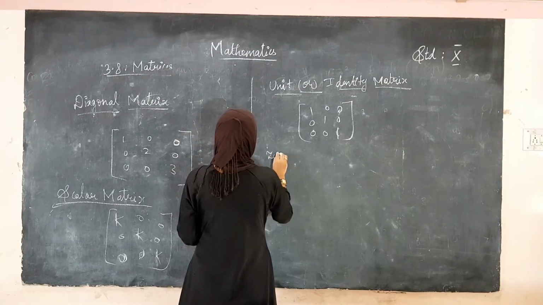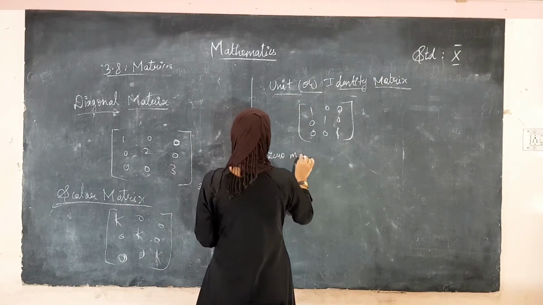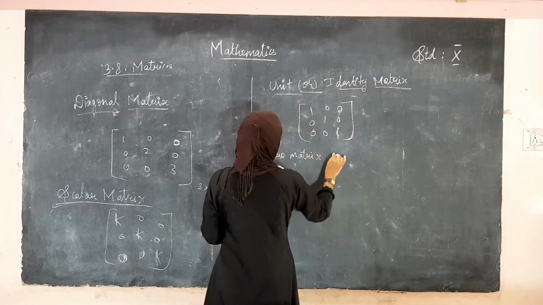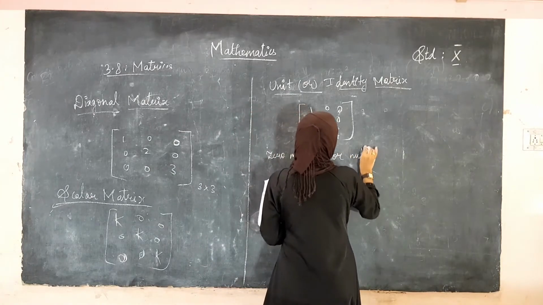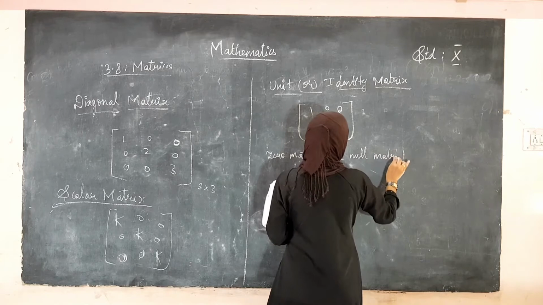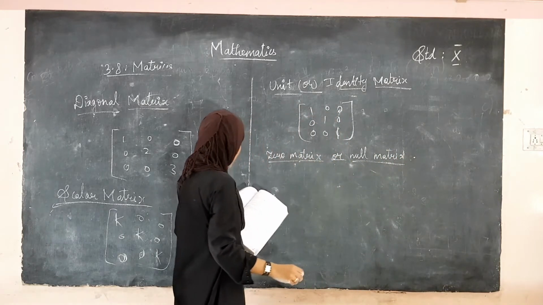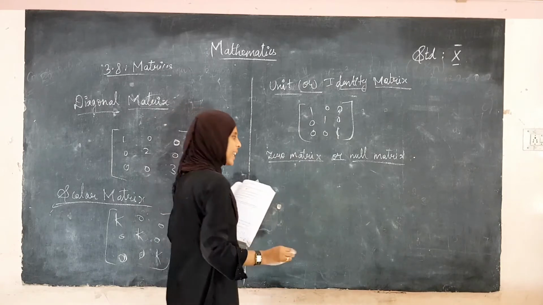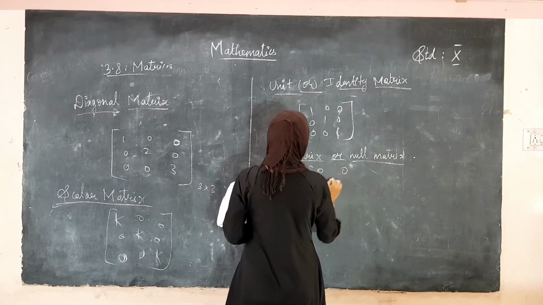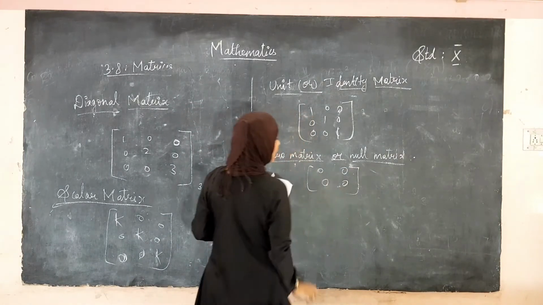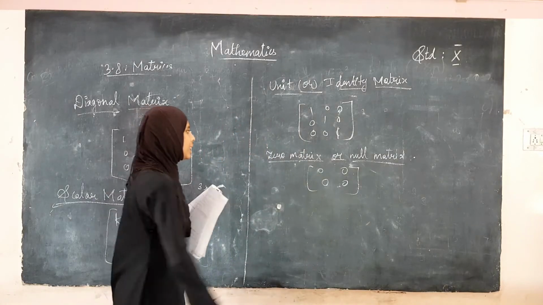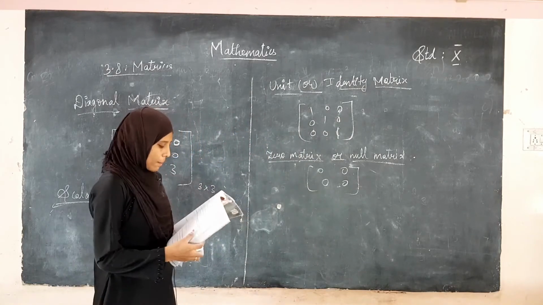Similarly, the zero matrix, also called the null matrix. So what is a zero matrix? A matrix which has all the elements as 0. This is a 2 cross 2 matrix. It has all the elements as 0. Therefore, we can say this matrix is the zero matrix.